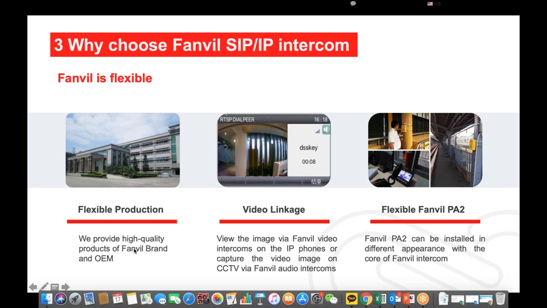The right side is video linkage. Actually, why we are saying we are very flexible: we have many lineups, and we listen carefully to customer demand, and we apply it to product development. So for video linkage, many kinds of SIP intercom systems before didn't support ONVIF. But now, Fanvil products support it. So even the intercom video image, you can record on the DVR or NVR or whatever.